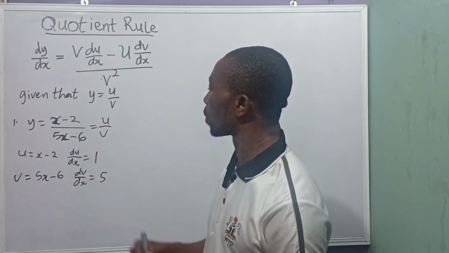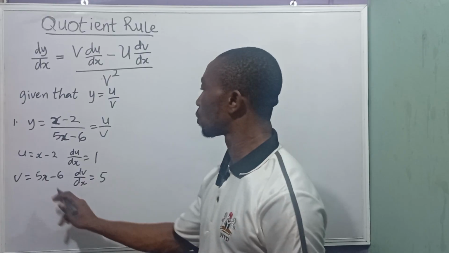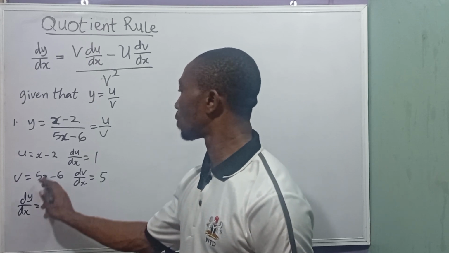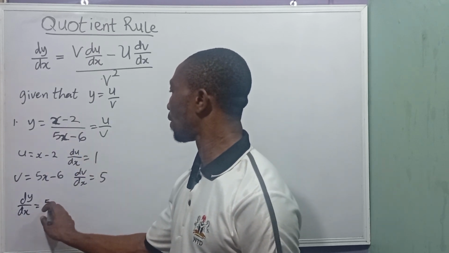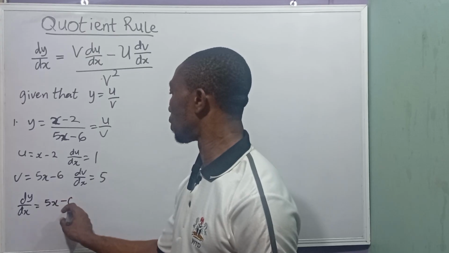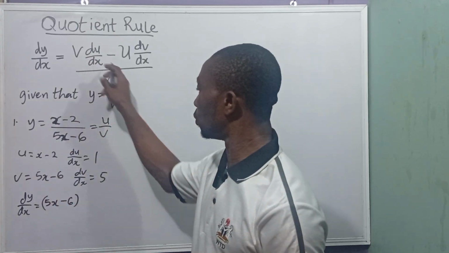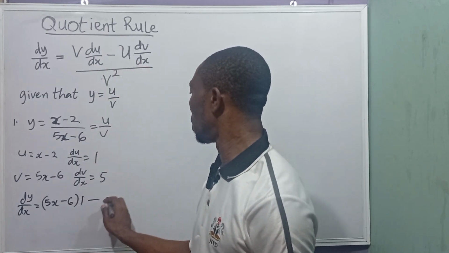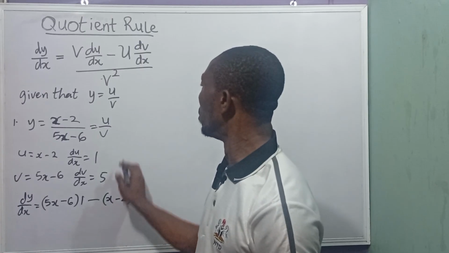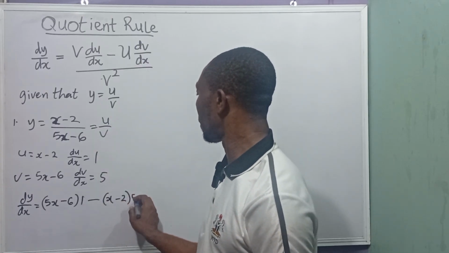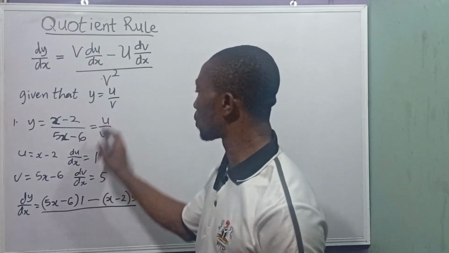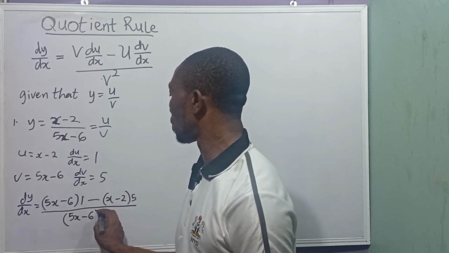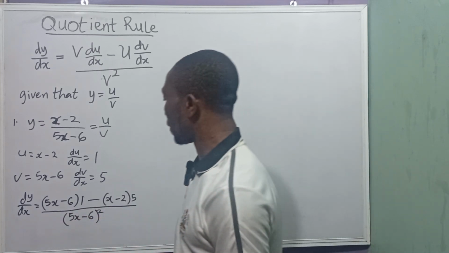Now, inputting this, since our quotient rule says v du/dx, our v is 5x minus 6 times du/dx. The du/dx is 1, minus u, which is x minus 2, times dv/dx, which is 5, all over v squared, which is 5x minus 6 squared.